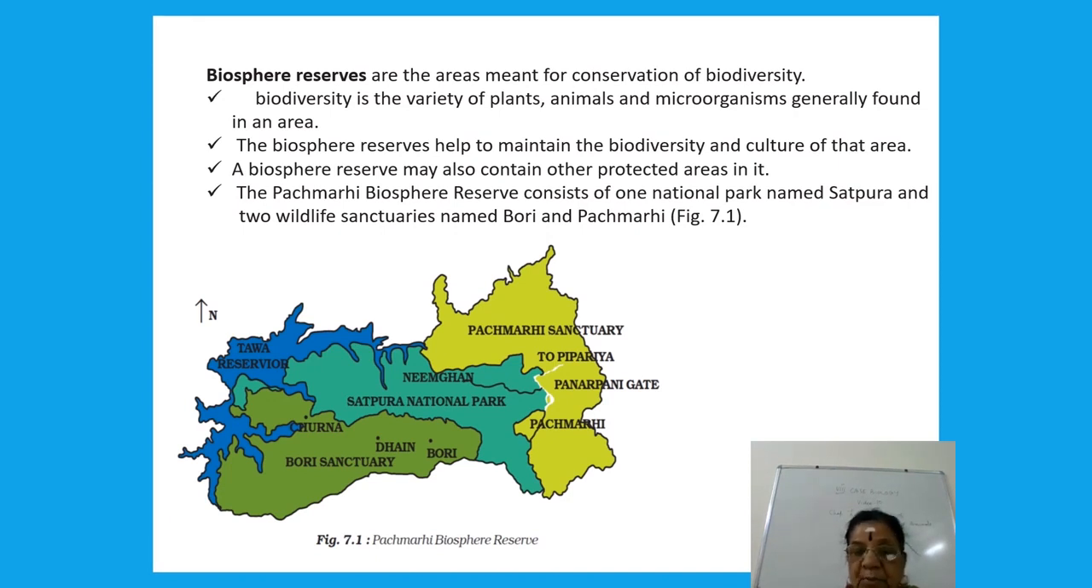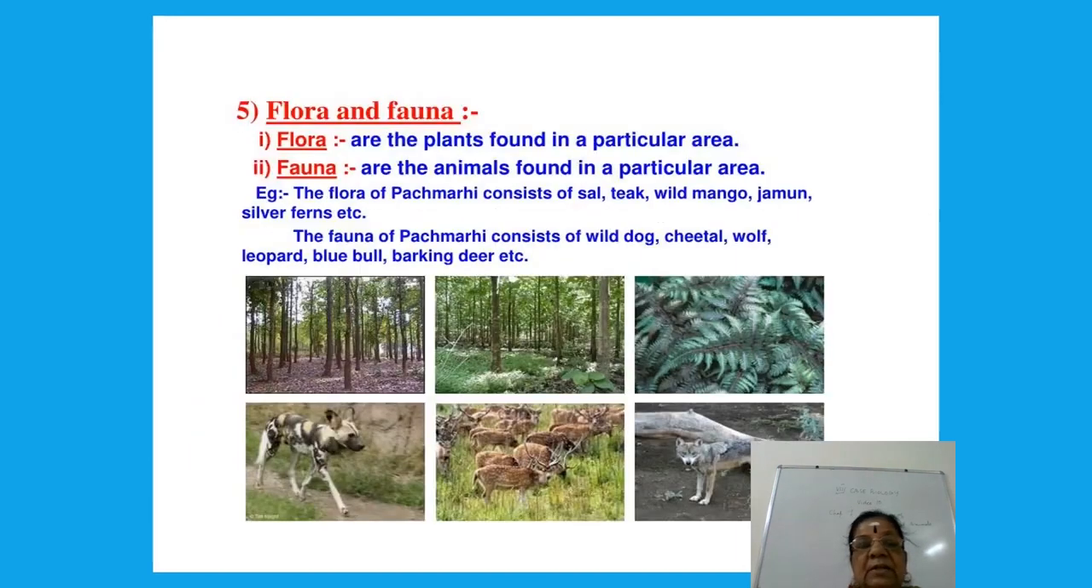This map is in our book. I will give you this map and ask you to comment on this Pachmarhi Biosphere Reserve. What are we to write? The Pachmarhi Biosphere Reserve consists of 1 national park named Satpura and 2 wildlife sanctuaries, Bori and Pachmarhi. I hope you understand. The next one is flora and fauna. What do flora and fauna mean?